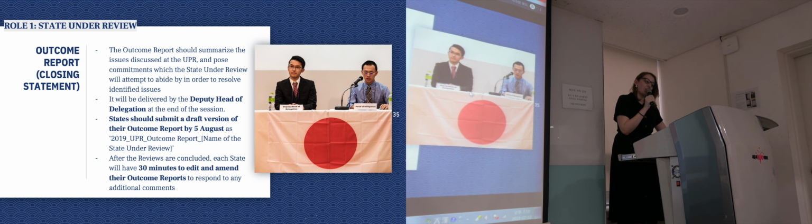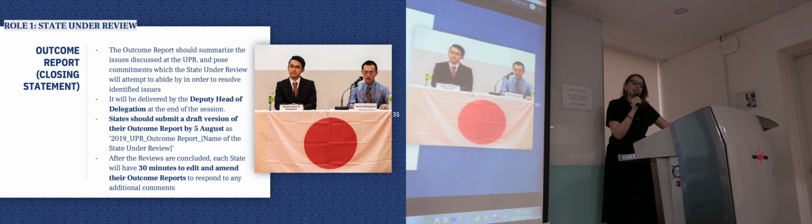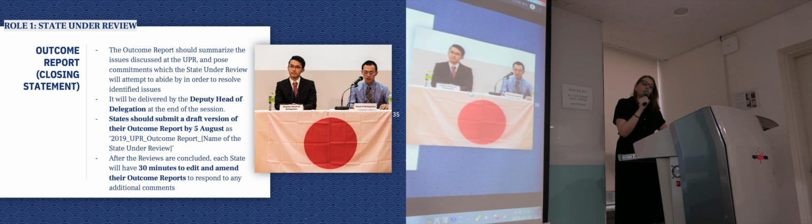So, like I mentioned before, at the end of the review, the states under review will also be asked to present an outcome report. This time, this will be delivered by the Deputy Head of Delegation at the end of the session. Again, it should summarise the issues discussed at the review, and it should also outline some of the commitments that the state will take in order to address some of the issues that have been identified during its review. Again, like I said before, you do have time to amend this after the actual review itself has concluded, but we would like for you to submit a draft version of this by the 5th of August in the following format.